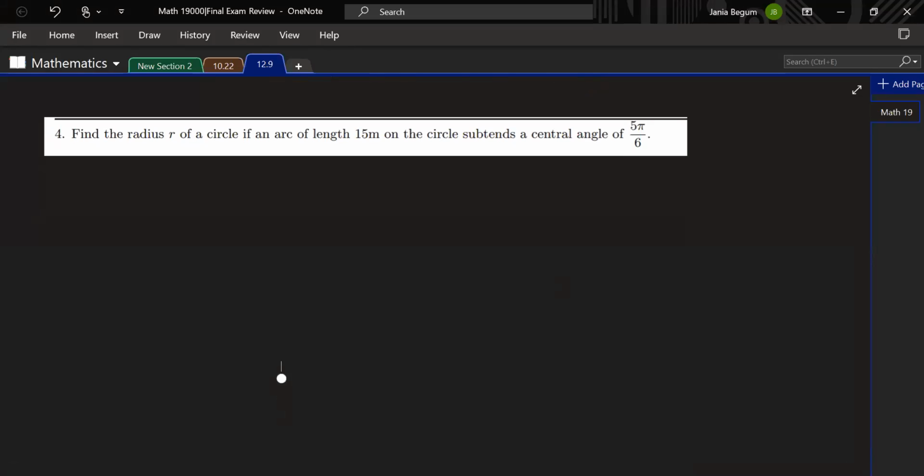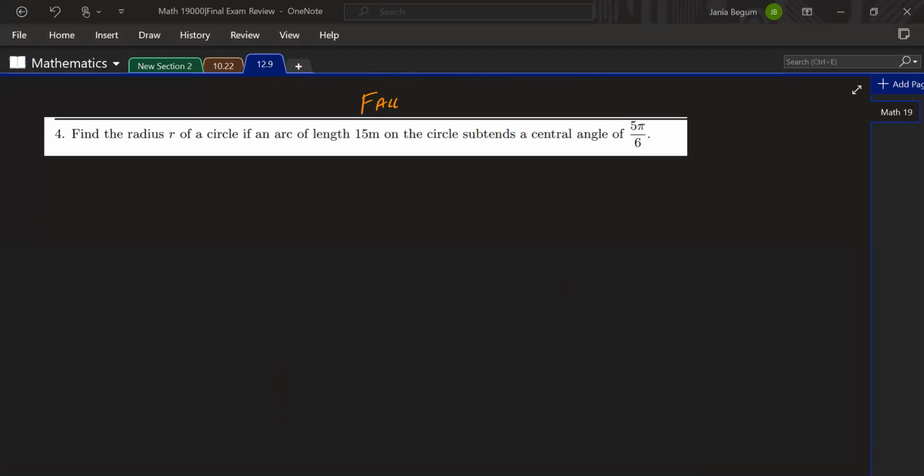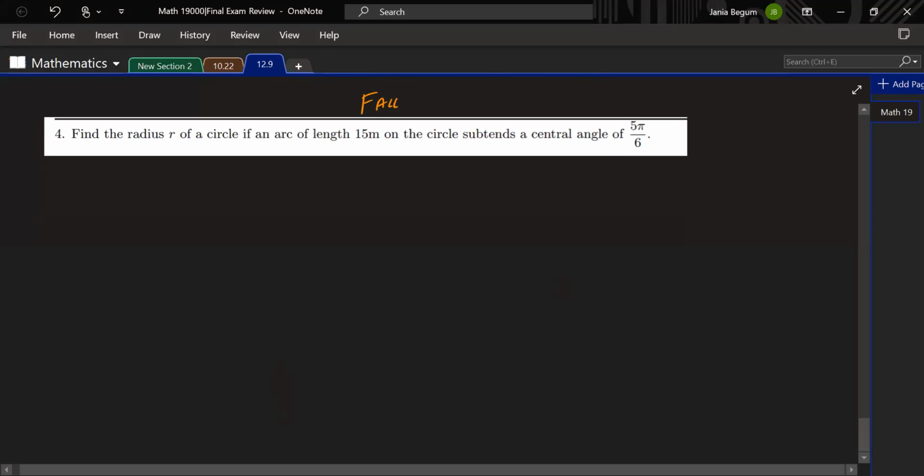All right, so this is from fall 2018, short-term memory loss. So let's review the formulas a little bit and then we'll come back to this question.